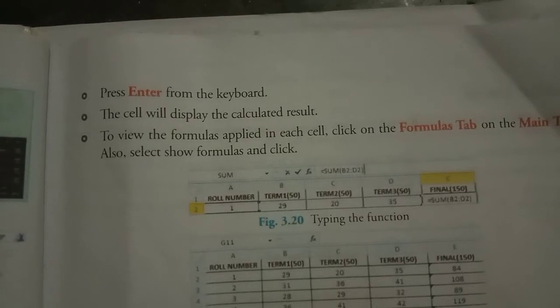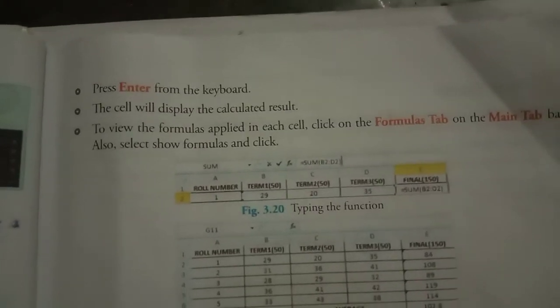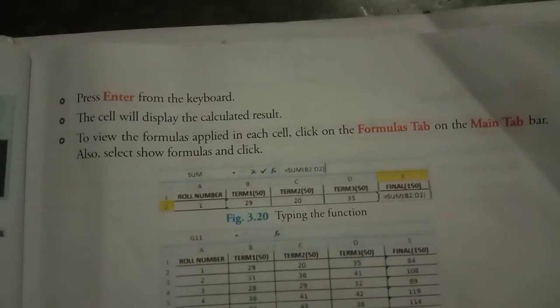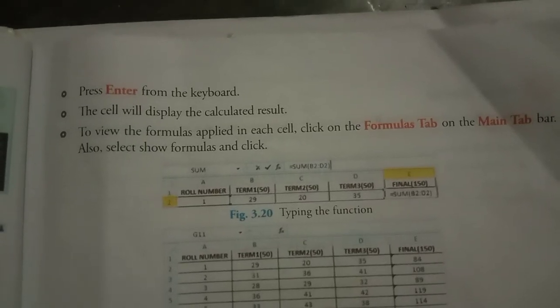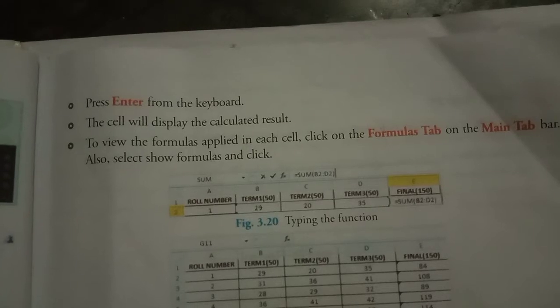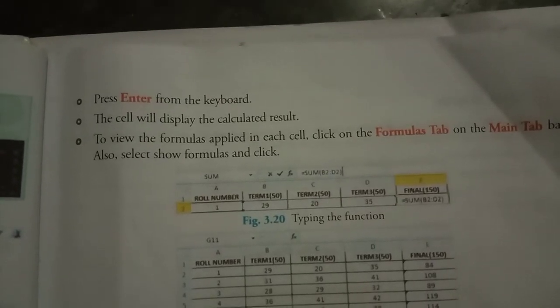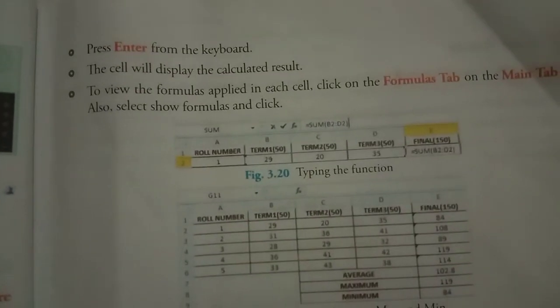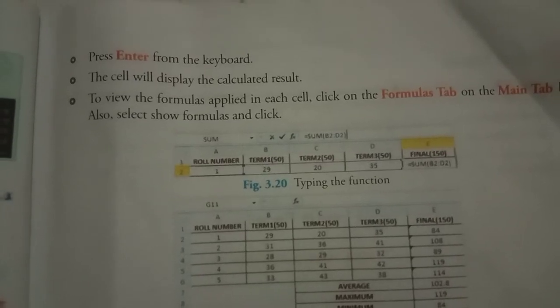To view the formulas applied in each cell, click on the Formula tab on the main tab bar. Also select Show Formulas and click. This one is the answer of one question: if you want to view the formulas applied in each cell, what do you have to do? Click.